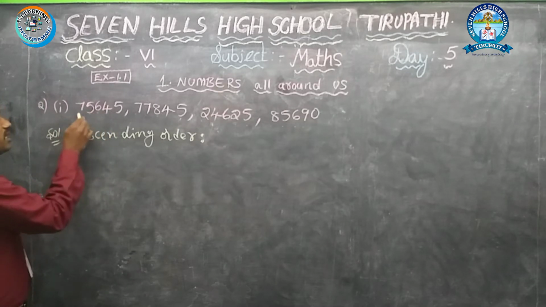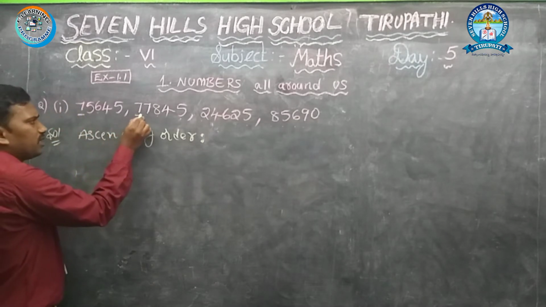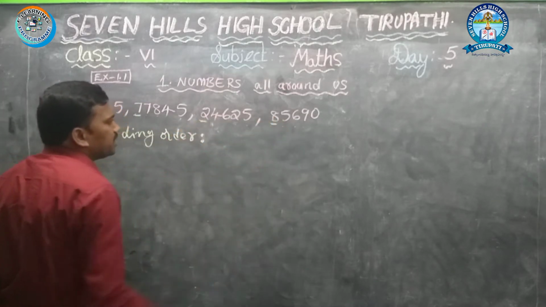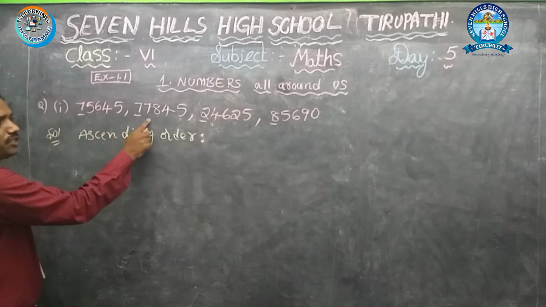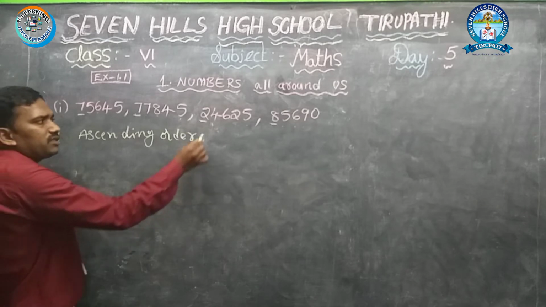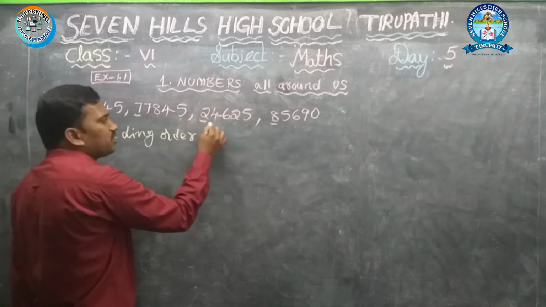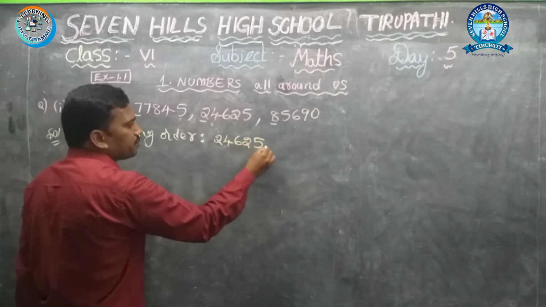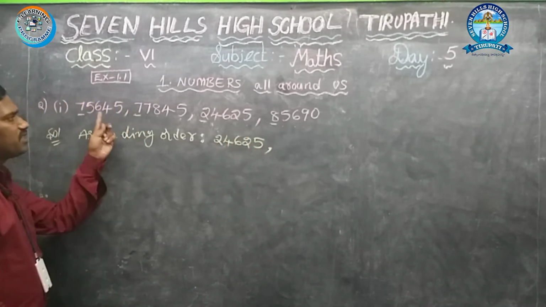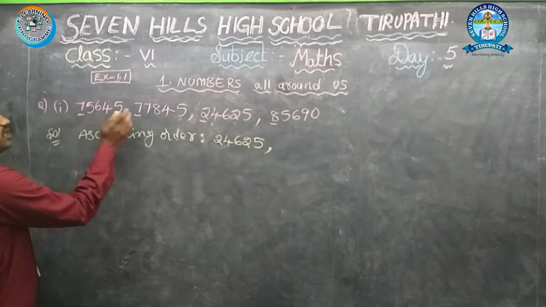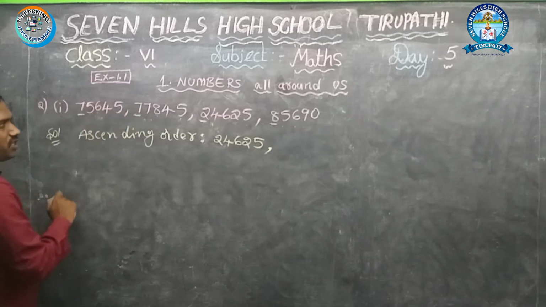Here the 10,000s place digit is 7, and here also 7, and here 2, and here 8. 7, 7, 2, 8. In this, the smallest is 2, right? So first comes 24,625, after that 7, 7, after that 8, right? Okay. Now in these two numbers, which is the smallest number?